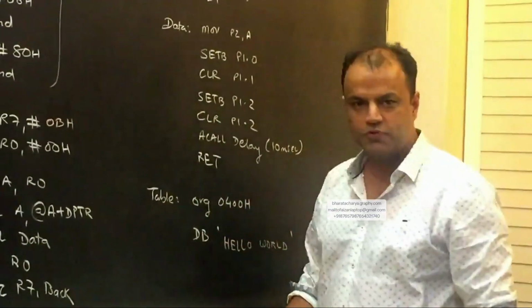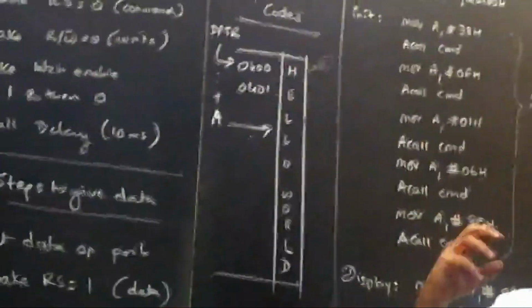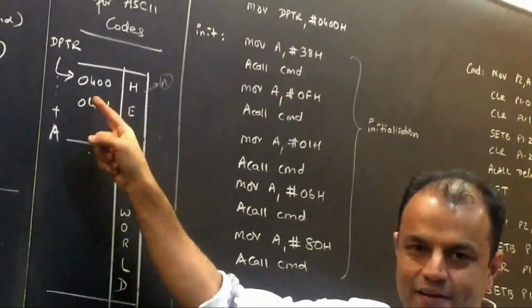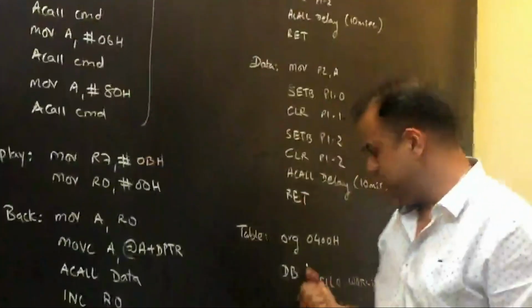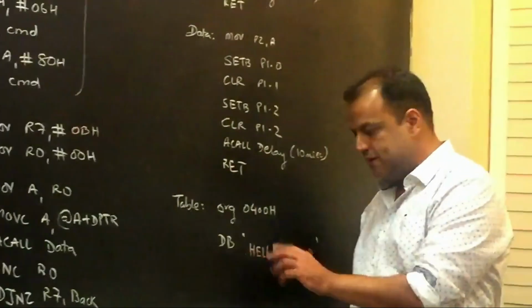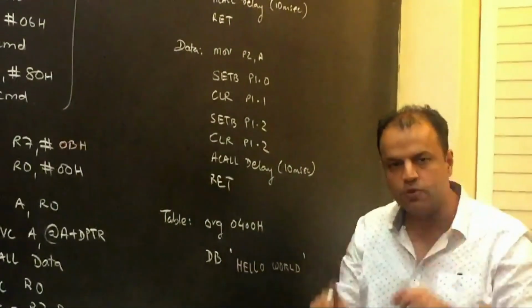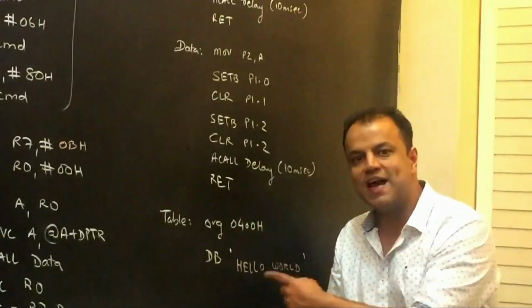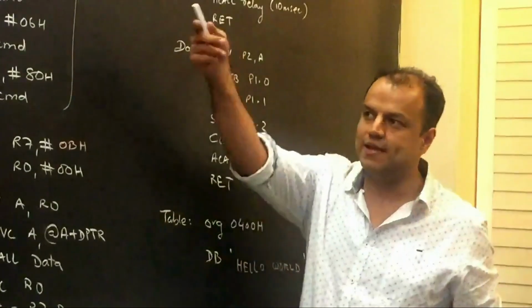ORG 0400. ORG equals origin. Whatever is the address you want to keep for the lookup table, you choose the address. So whatever address you want to keep, put that address over here. DB, define byte, with a quotation, write hello world. The moment you put anything in quotation, the assembler substitutes its ASCII value. So the assembler will substitute the ASCII value of all these alphabets, and that's how you create a lookup table.